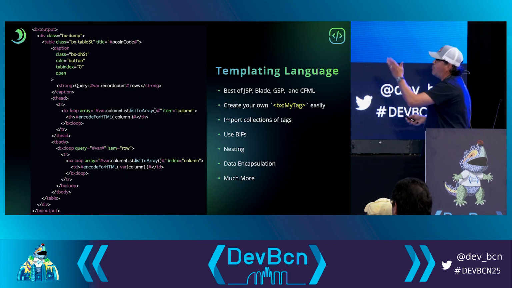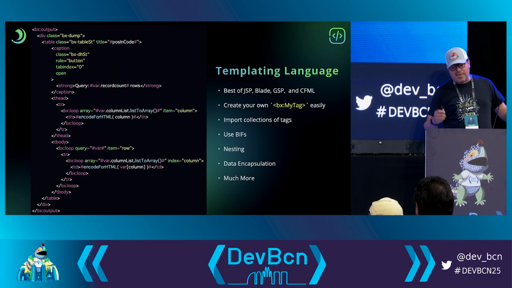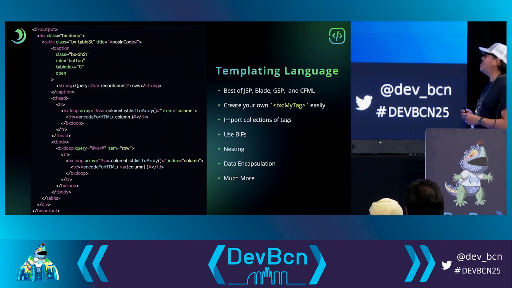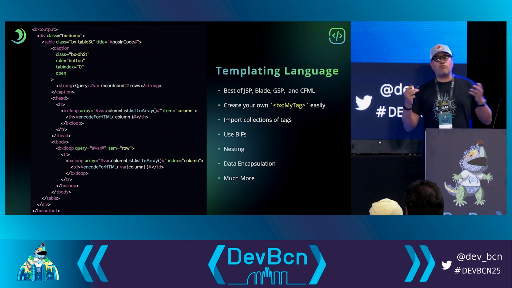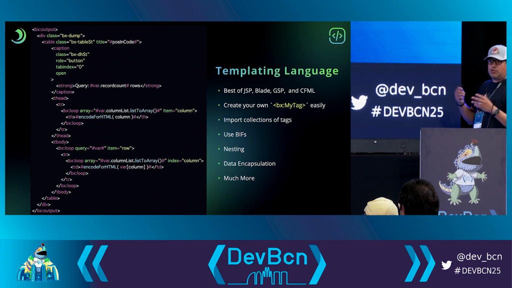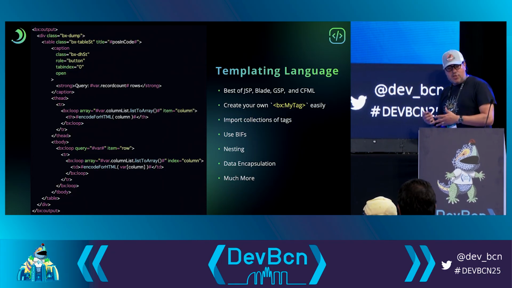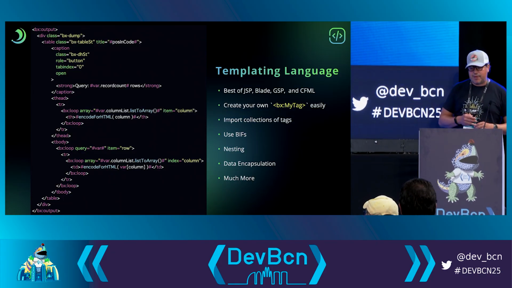All right, templating language. So the templating language, of course, you can use it to build UIs. You mix and match with normal HTML, inspired, like I said before, from Blade, JSP, CFML, and GSP. You can create your own tags very easily. You can import collections of those tags. You can use the global BIFs. You can nest them. You can do data encapsulation. The whole works. An entire framework built for it.